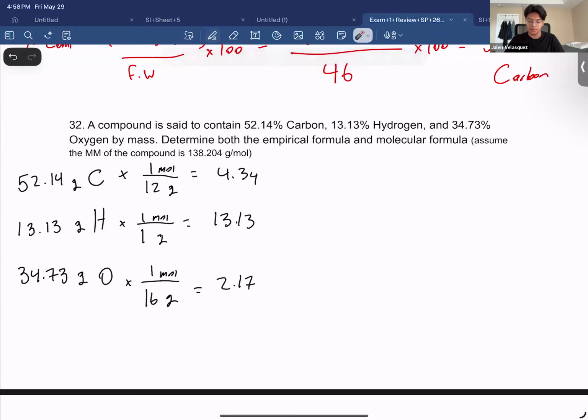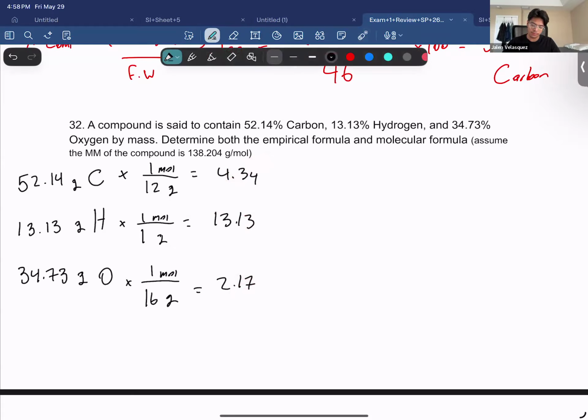Okay. So we convert everything into moles, right? Now we have to divide by the smallest number, right? Obviously here, 2.17 is the smallest number. So everything will be divided here by 2.17. Once you divide all of those numbers, that is going to give you your simplest ratio of atoms, so it's going to give you your empirical formula.